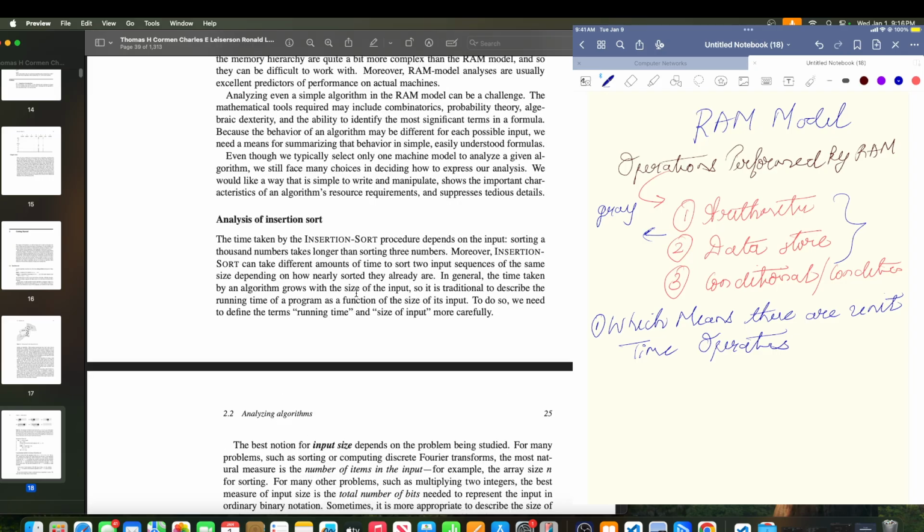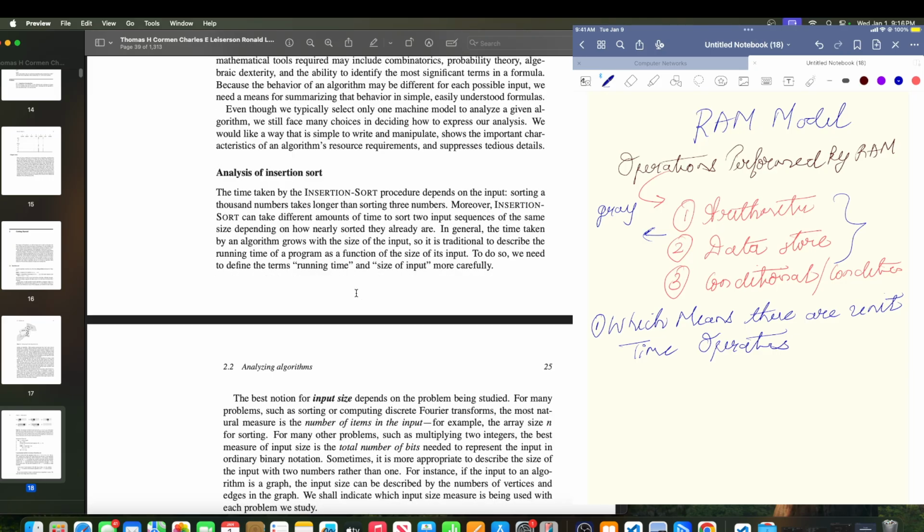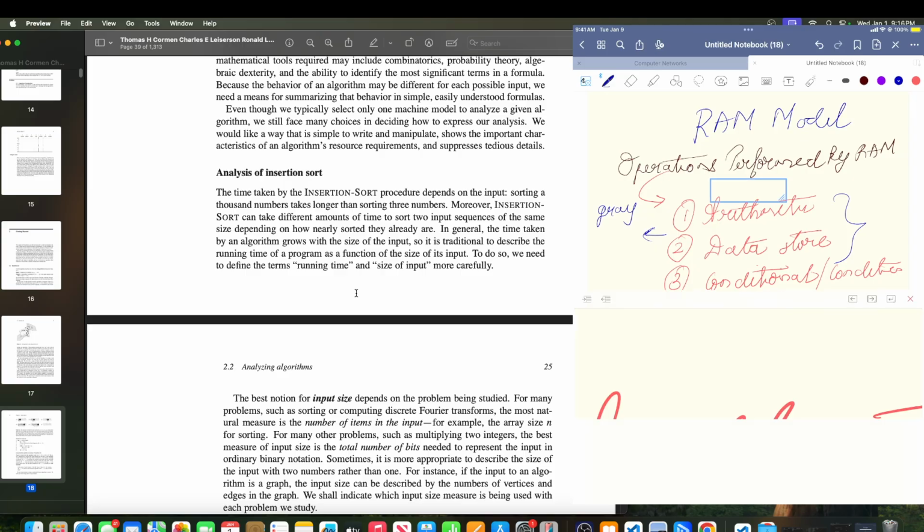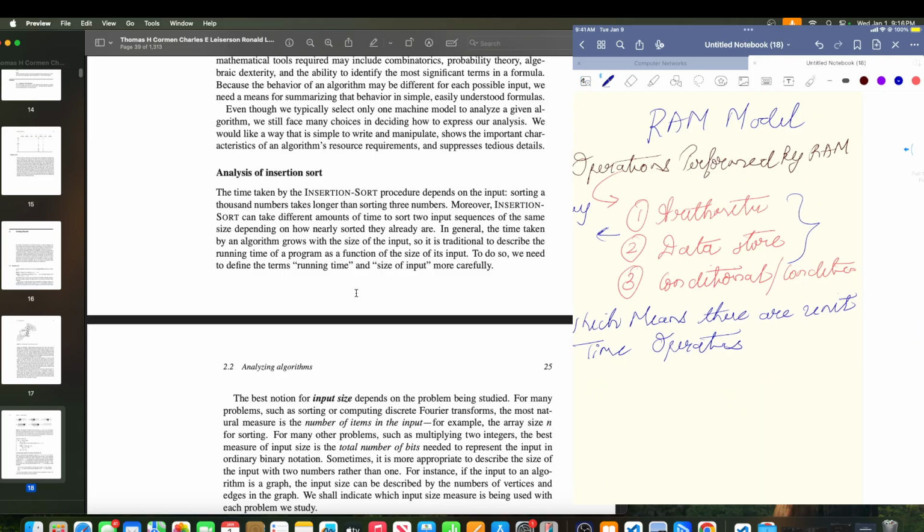Analysis of insertion sort. Now the time taken by the insertion sort procedure depends upon the input. Sorting 1,000 numbers takes a longer time than sorting 3 numbers. Moreover, insertion sort can take different amounts of time to sort two input sequences of the same size depending upon how nearly sorted they are. In general, the time taken by an algorithm grows with the size of the input. So it's traditional. Okay. Now it's saying how to analyze.